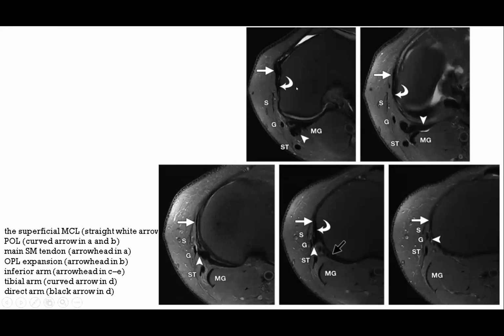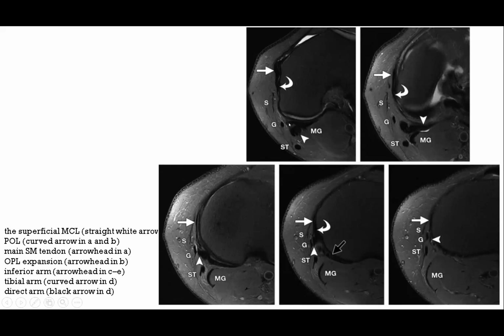Images. So this is picture A, which shows a white arrow. This is the superficial MCL, and just posterior to it is the POL. So this is the axial section, femoral condyle. This is just the joint line. So as we come posterior, the ligament is well identified.